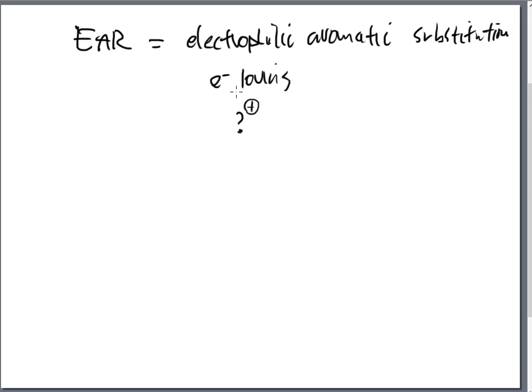This is not uncommon, right? We've always talked about positive charges. Think about all of the carbocations that we've talked about. Carbocations happened all the time. What charge were they? Positive, because they were called cations.